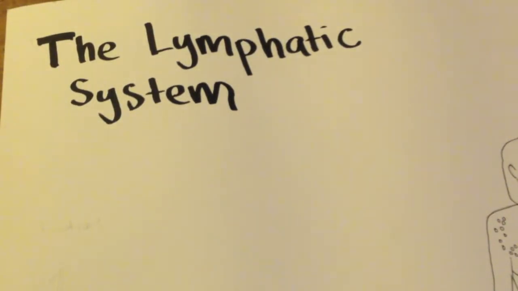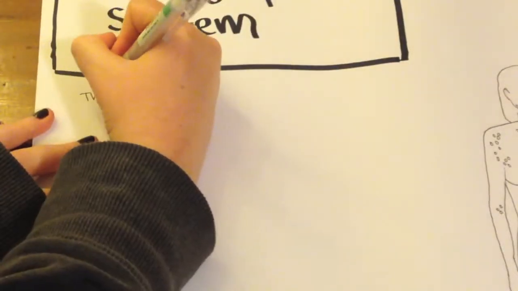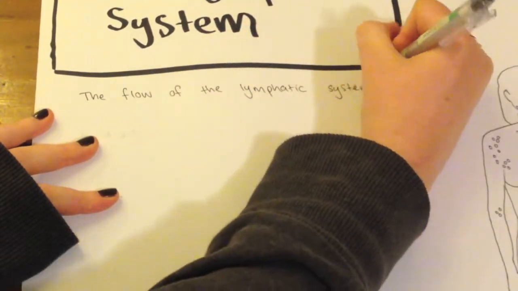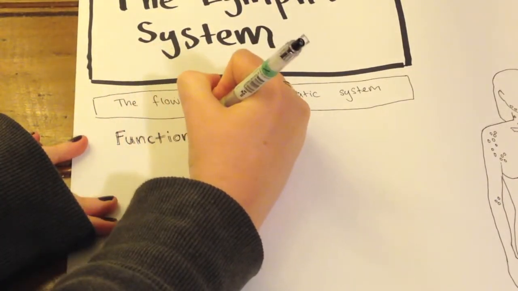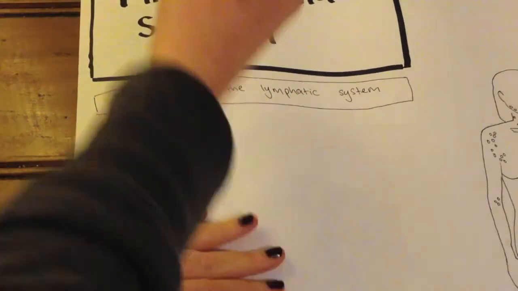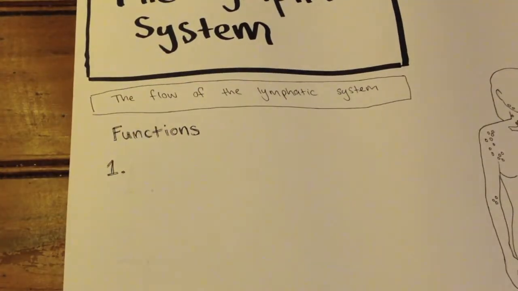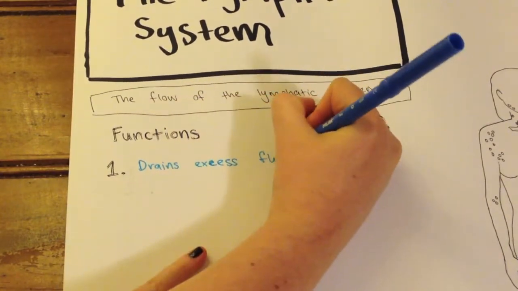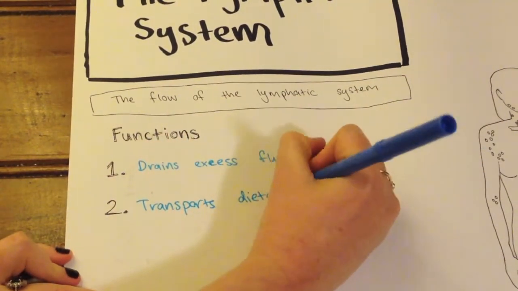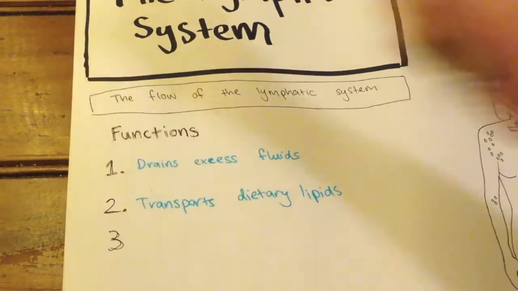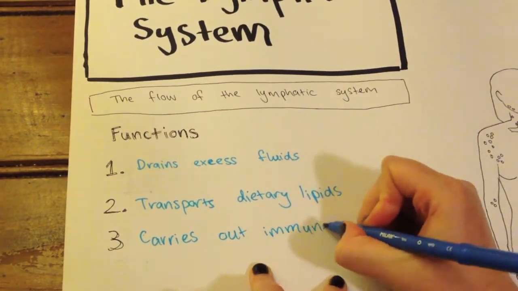The lymphatic system has an extremely important role in maintaining health. It is also extremely complex, so for today we will be focusing on the flow of the lymphatic system only. So what does it do and why is it so important? Well, it drains excess fluids from the body, transports dietary lipids, and carries out immune responses.